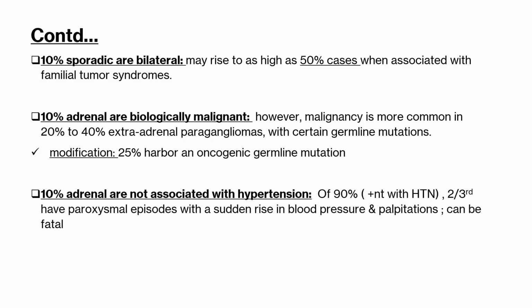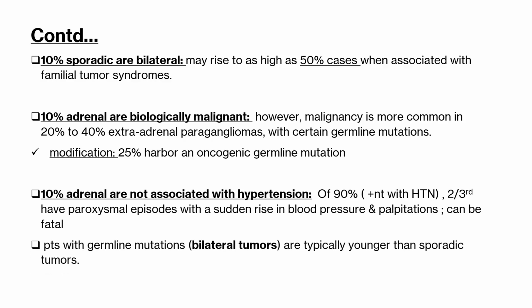but about 90% of patients may present with hypertension, and this is a dominant feature of pheochromocytoma. And out of these 90% of patients with hypertension, two-thirds may have paroxysmal episodes with a sudden rise in blood pressure and palpitation, and that can be very fatal. And patients with germline mutations, like the bilateral tumors, are typically younger than those with sporadic tumors. That means the sporadic type of pheochromocytoma occurs in young-aged people.